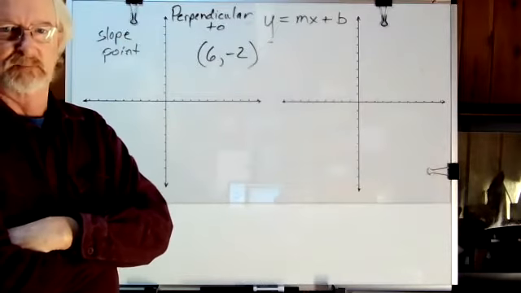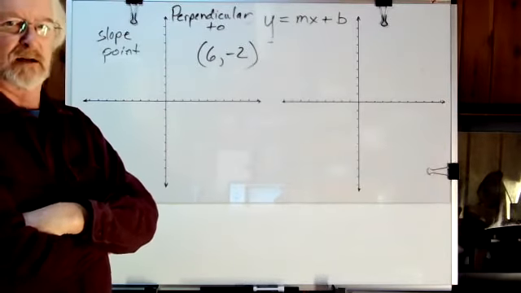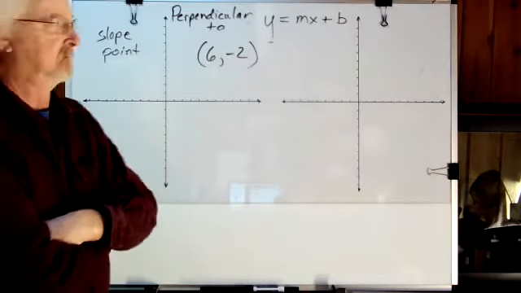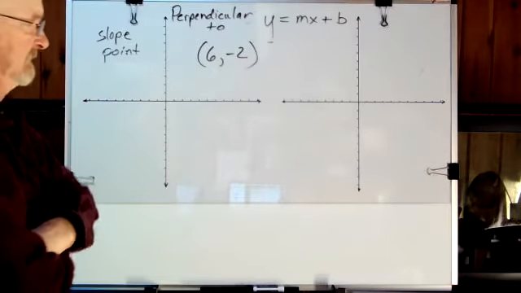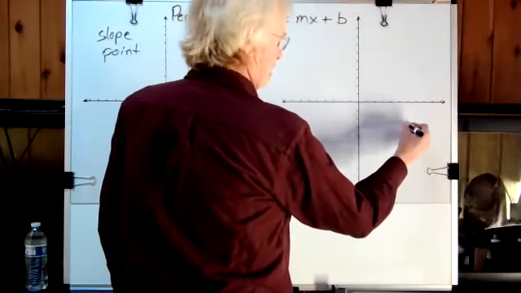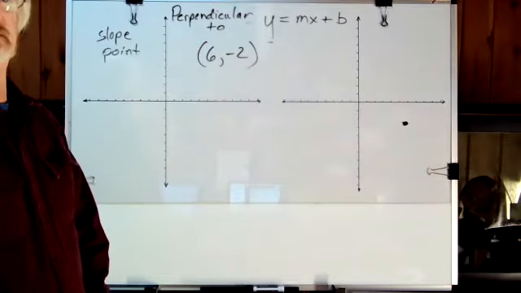Out of the blue, completely different question. Write the equation of a horizontal line through that point. Right? 6, negative 2. 1, 2, 3, 4, 5, 6, negative 2 here. Here's this point down here. What's the equation of a horizontal line that goes through that point?